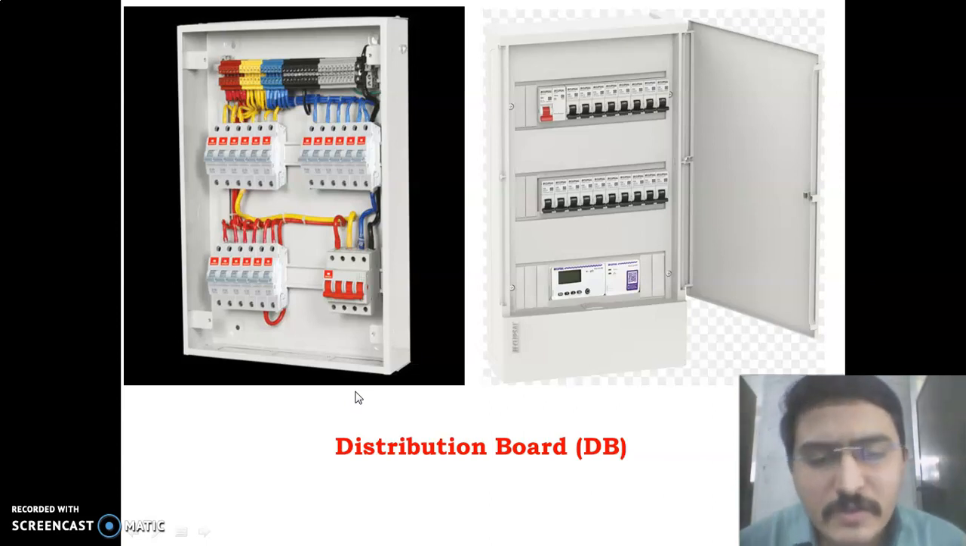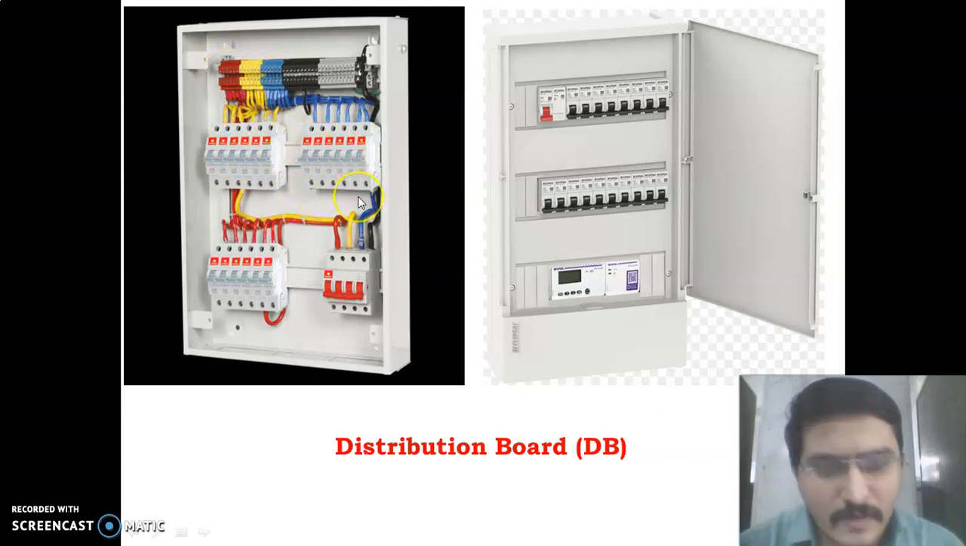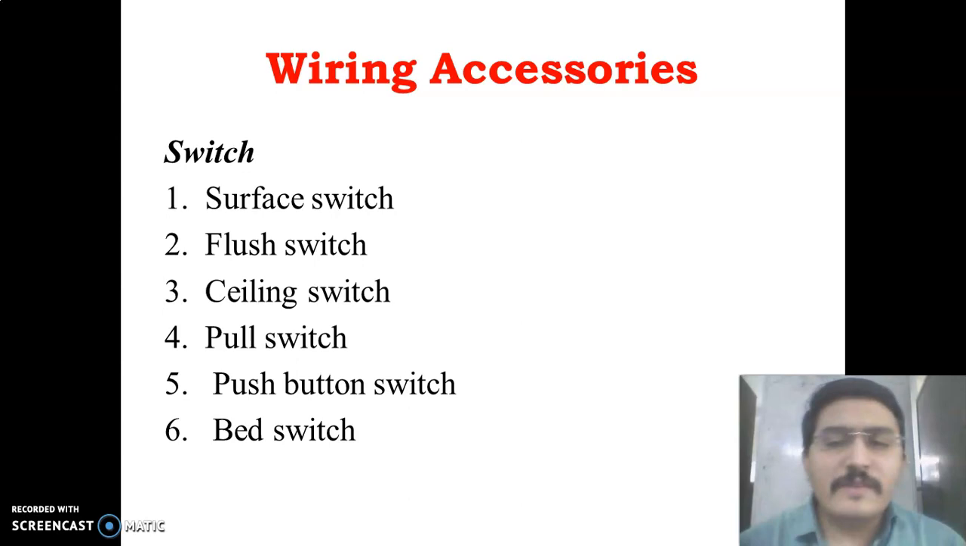So we'll see the distribution board. In this picture, we can observe that from this distribution board, the wiring work is to be distributed to various parts of our home or residence. So here we have provided the wires and some cutouts are also provided, and some protective devices are used.